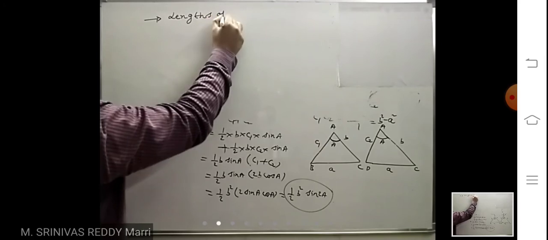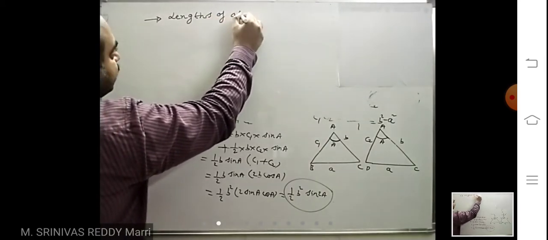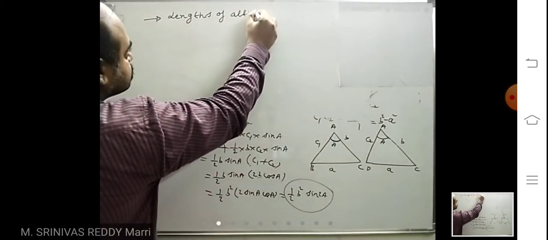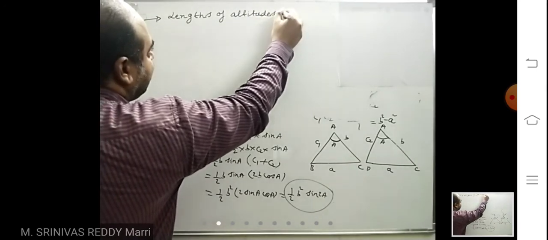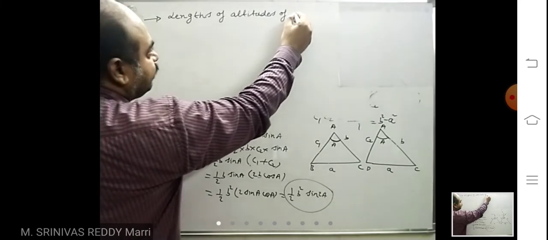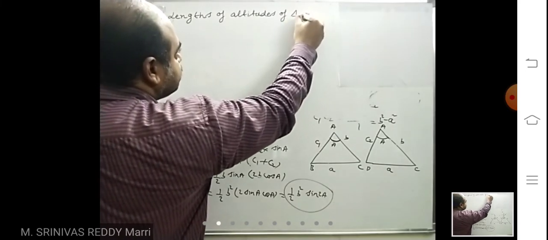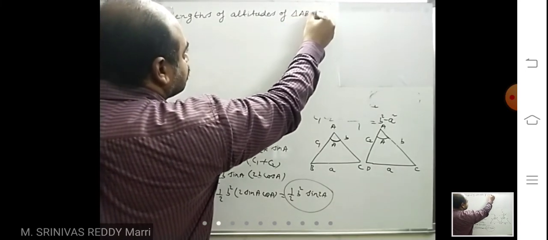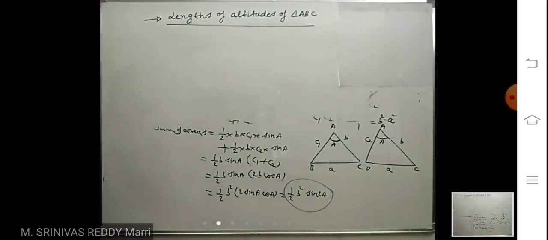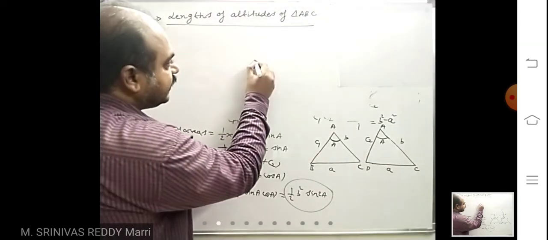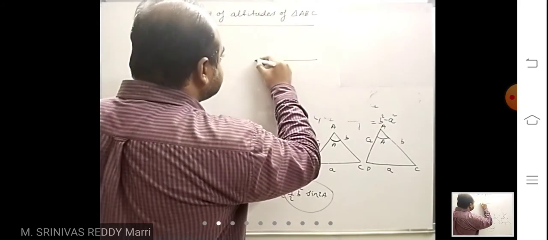Look at, next one is lengths of altitudes. Lengths of altitudes of triangle ABC. Look at, in triangle ABC, I have already told what is meant by altitude.